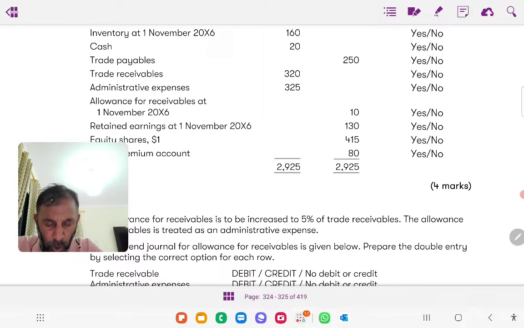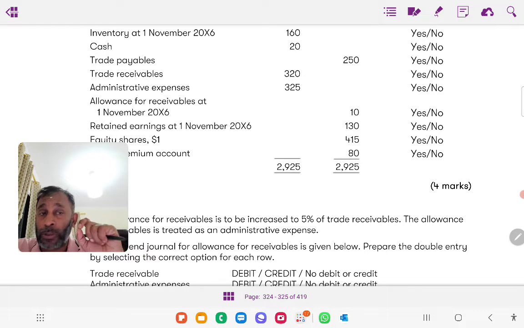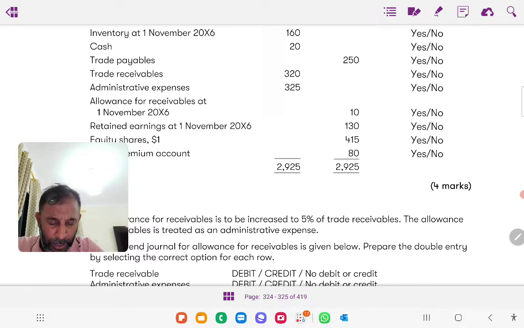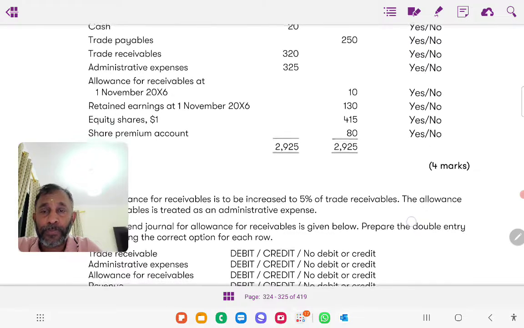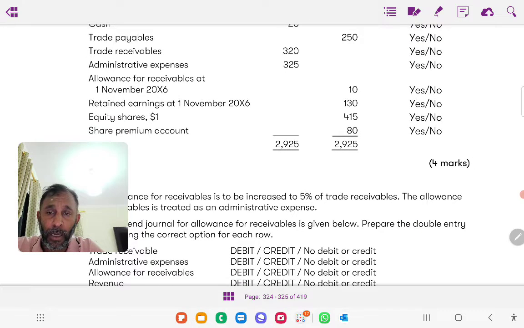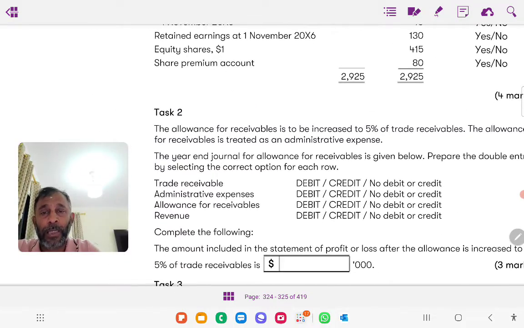Trade receivables, yes. All of them will come to the balance sheet or statement of financial position. Administrative expenses, no. Allowances for receivable at 1 November 2016. Mind you, any opening balance won't come to the balance sheet. Closing balance will come. Retained earnings at 1 November 2016, no. And then the next item is equity, obviously yes. Share premium, yes. So this is task 1.